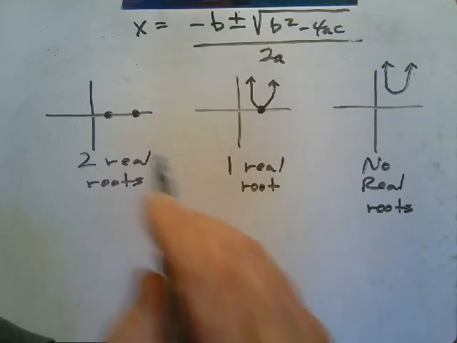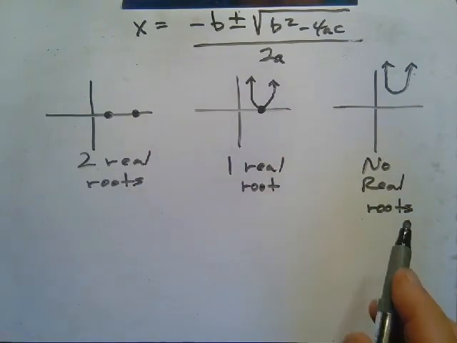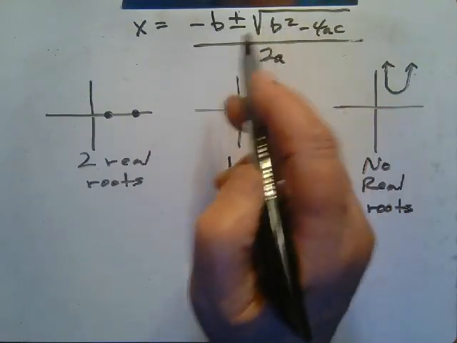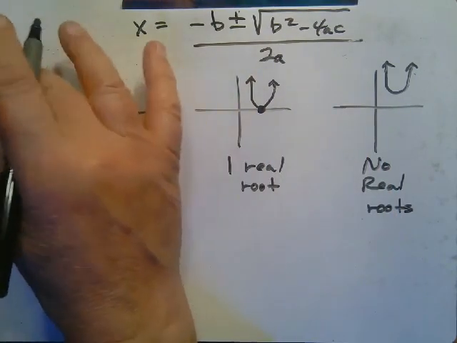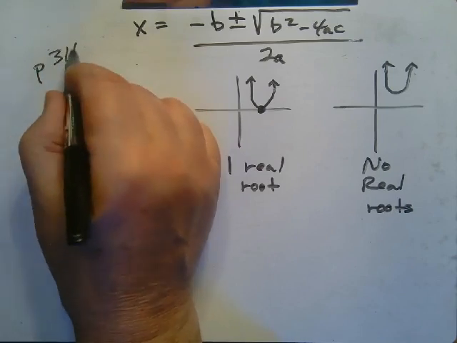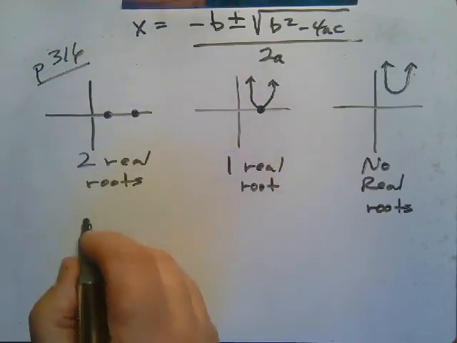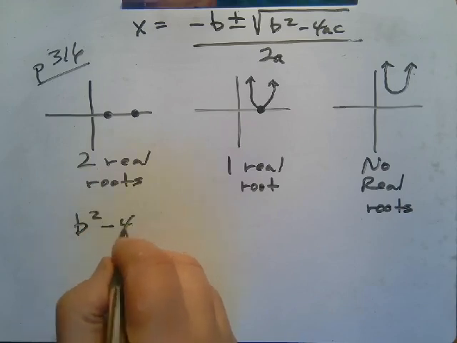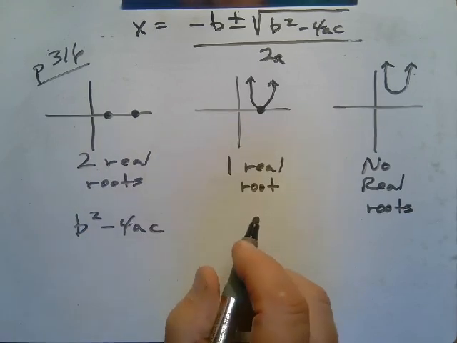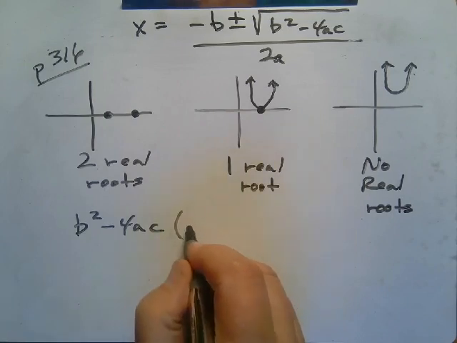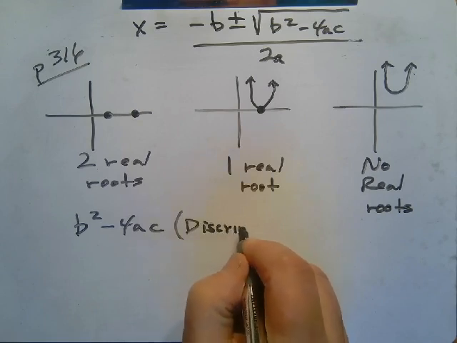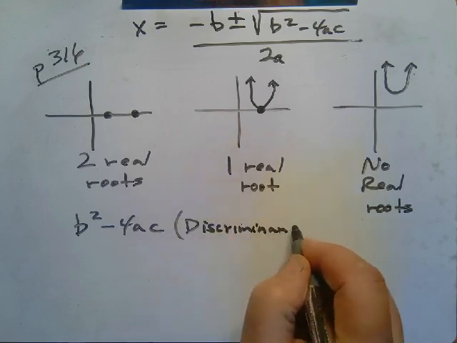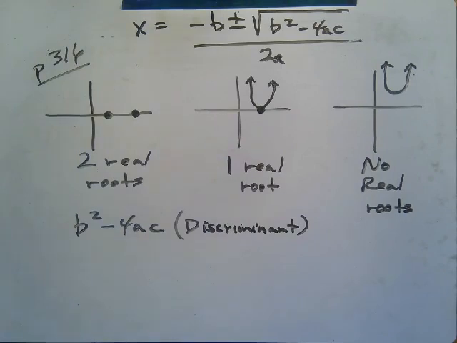And we can predict when this is going to happen by looking at the thing under the radical. This is found on page 316 in your book. I'm going to go over this. The thing under the radical, b squared minus 4ac, is going to be our tip. It's going to show us something. This is called the discriminant. Discriminant, not the determinant. We had that back when we were dealing with matrices. This is called the discriminant.